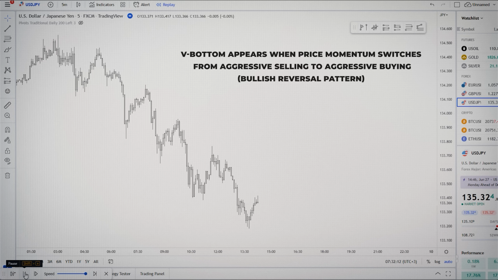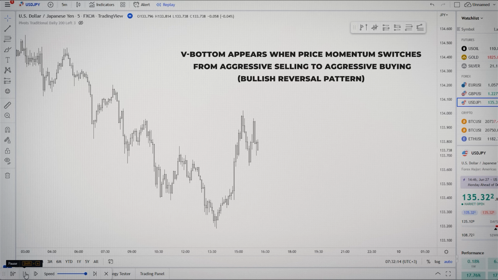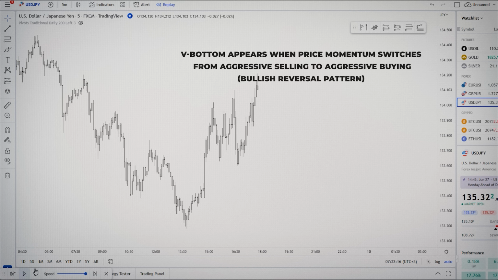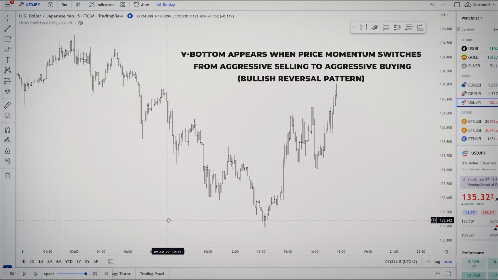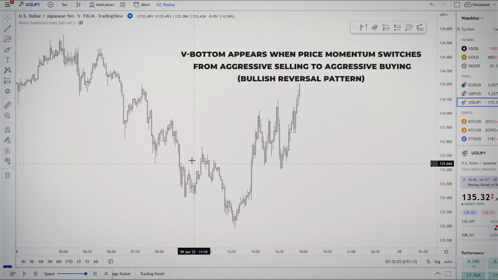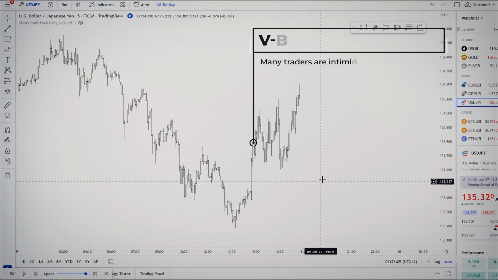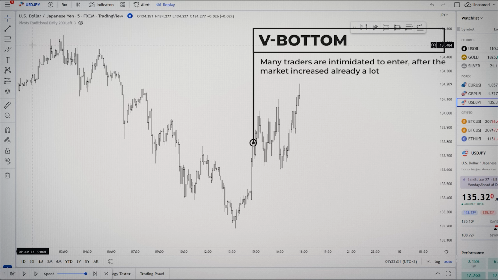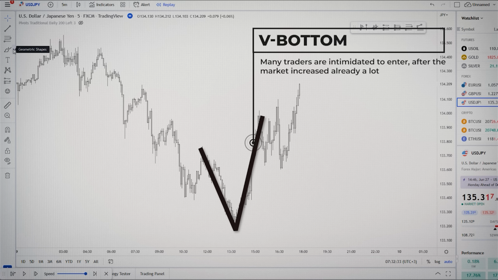The V-bottom appears when price momentum switches from aggressive selling to aggressive buying. This is a powerful bullish reversal pattern. Because of the nature of the aggressive buying that takes place when a market reverses direction, it can be intimidating to enter after the market increased already quite a bit.